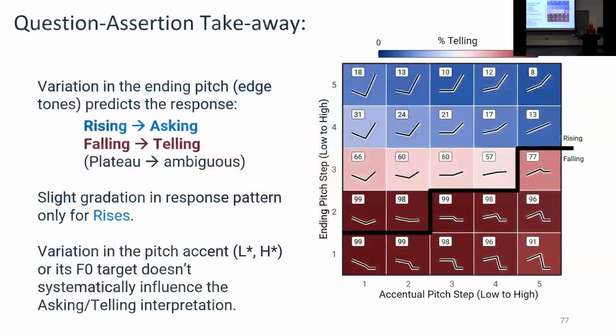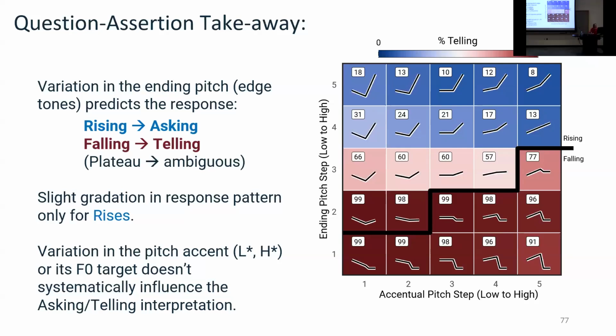So the takeaway from this experiment is that variation in the ending pitch, which is controlled by hypothesis by the edge tones in the model, predicts the listener's interpretation of these trajectories as asking something or telling something. And we do acknowledge that there are a few trajectories that have a relatively flat shape, a more plateau ending, that seem to be ambiguous between that.